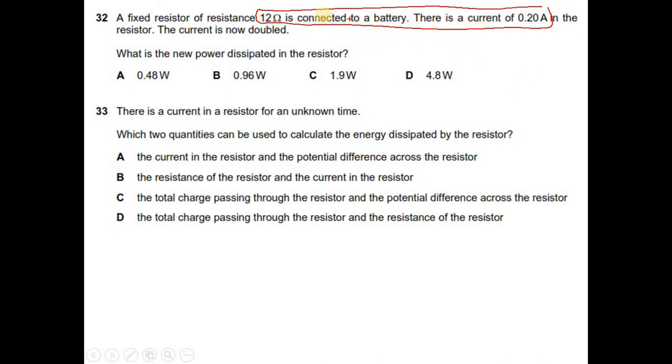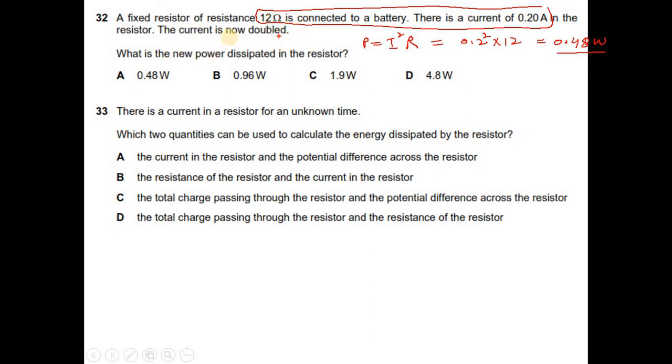So power, current and resistance are given. So P is equal to I squared R. So you can find I is 0.2 squared, R is 12. That means your power is 0.48 watt. This is your power when current is 0.2 and resistance is 12.